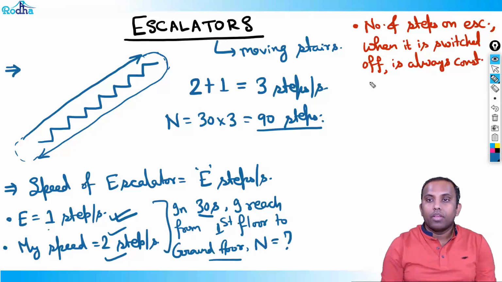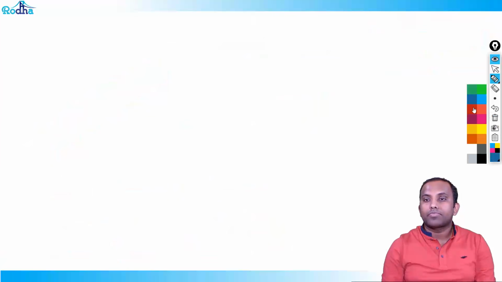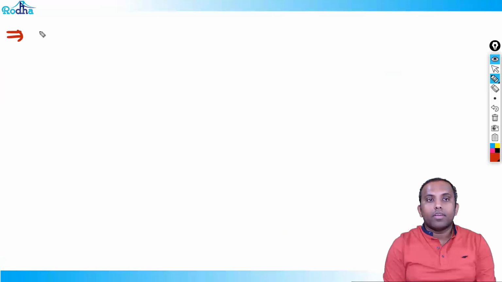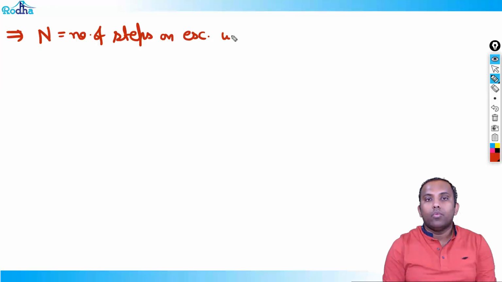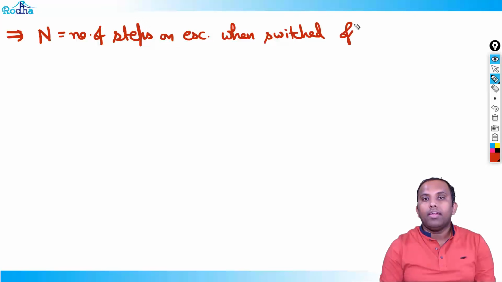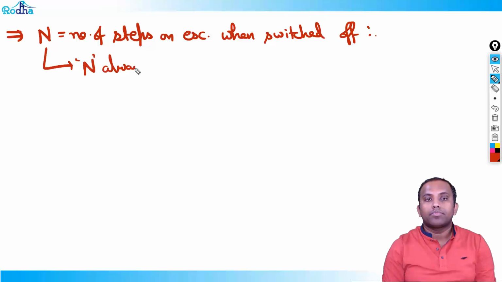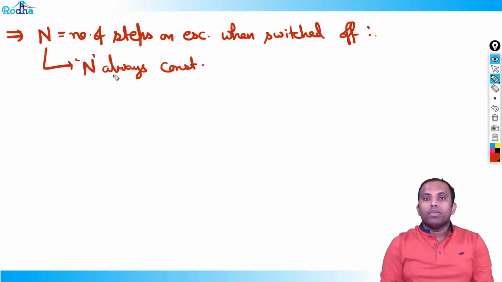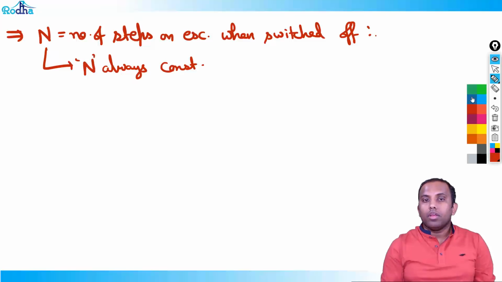Now I can write that n is the number of steps on the escalator when it is switched off. And n is always constant. This would never change. N is always constant.